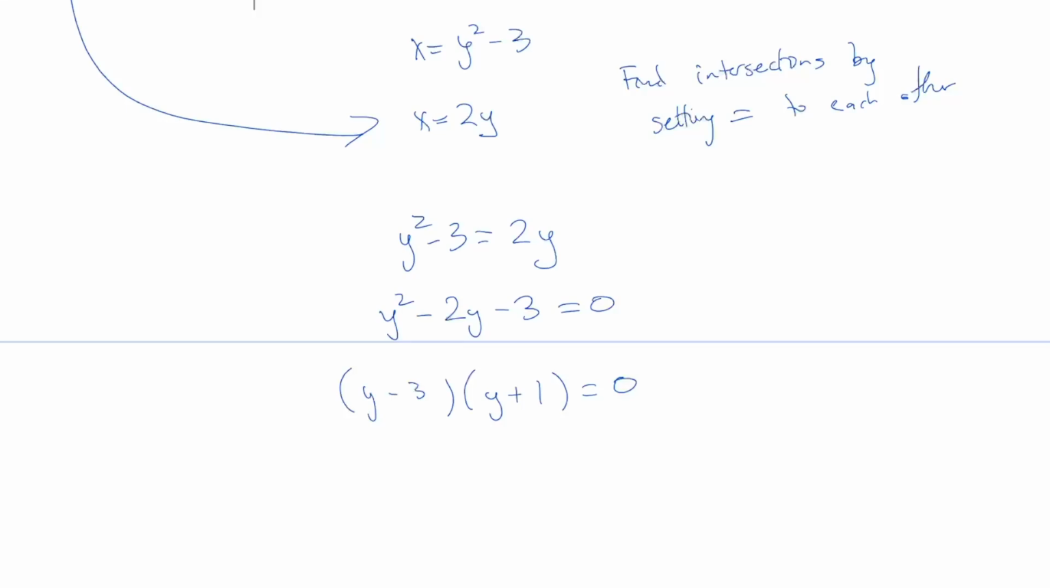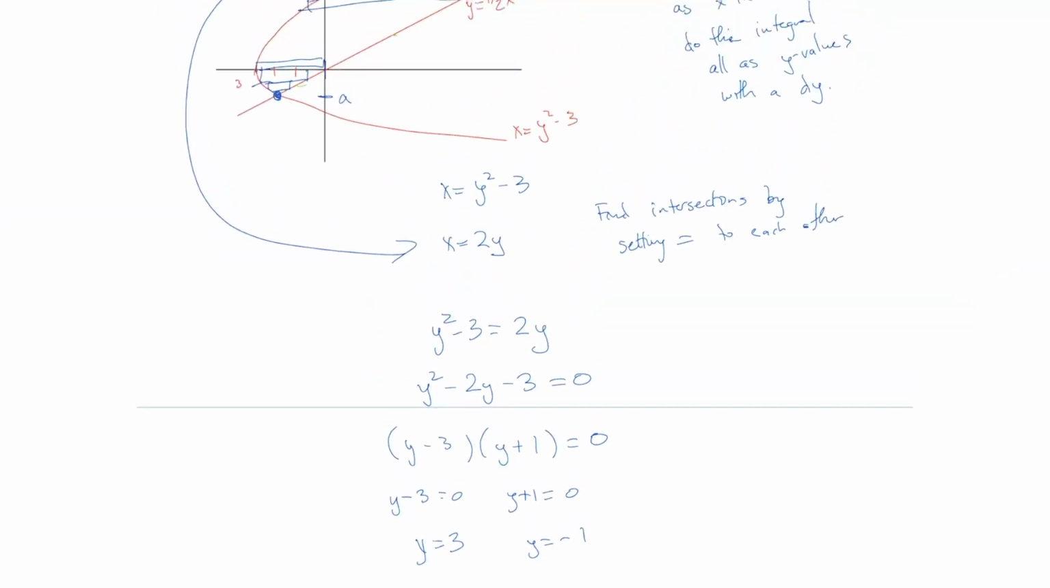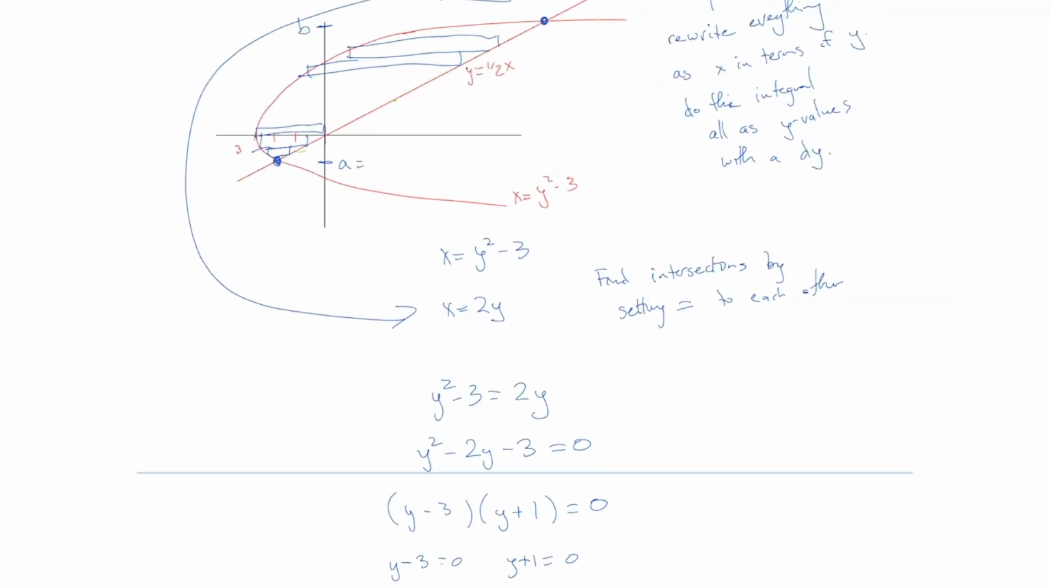All right, and then after doing this, to finish, you split it up. Y minus 3 equals 0, y plus 1 equals 0, and then you solve each one. Y equals 3, y equals negative 1. And that actually looks reasonable on the picture, right? So the a here we have determined is negative 1, and the b up top is 3. Right?